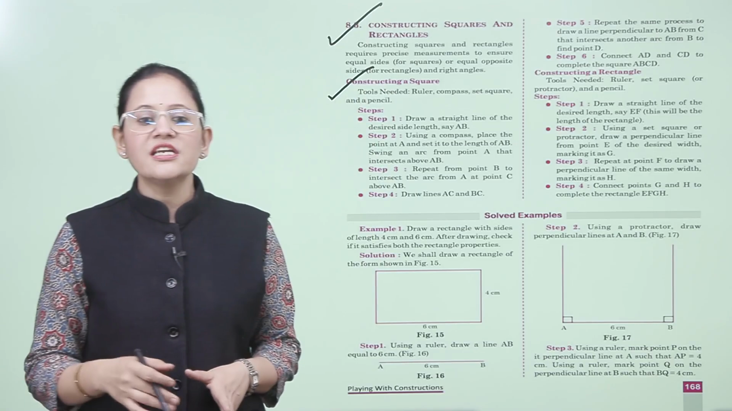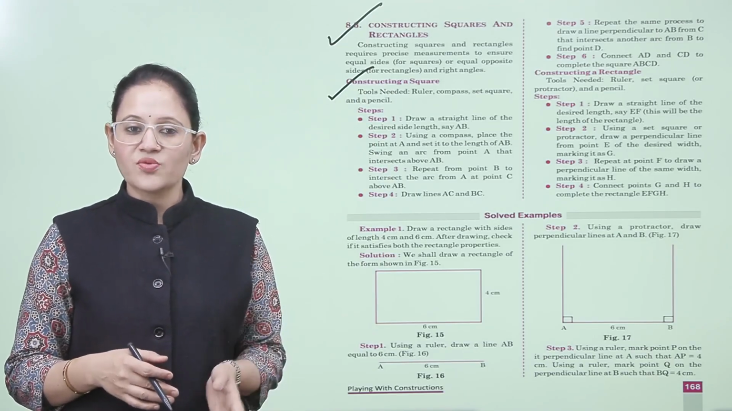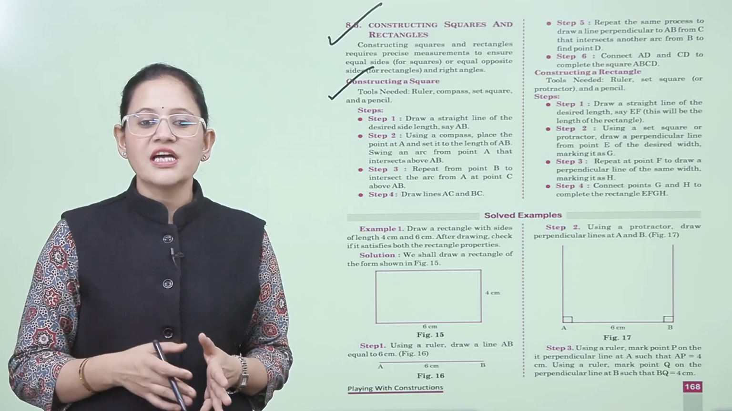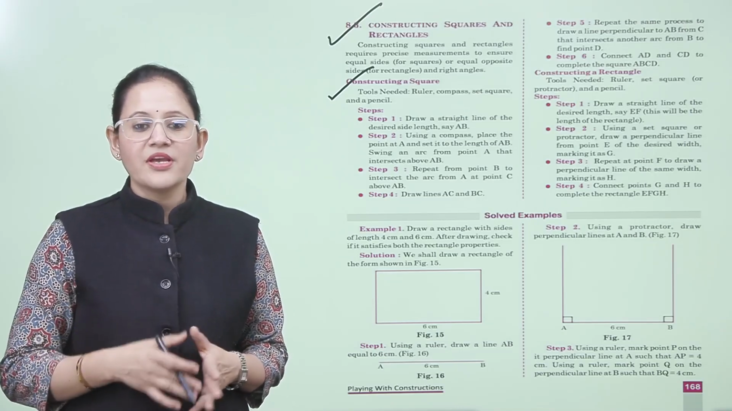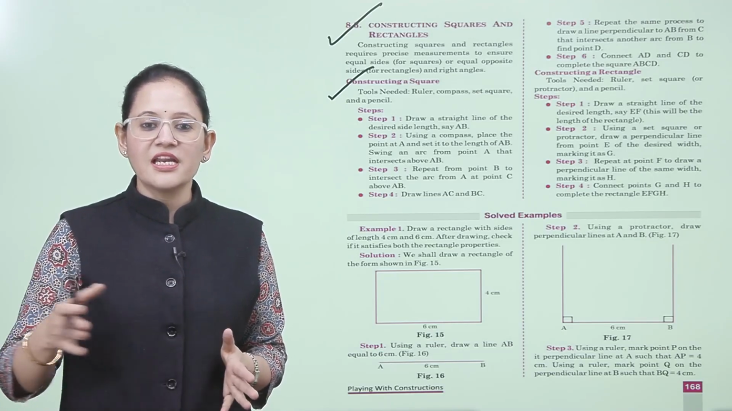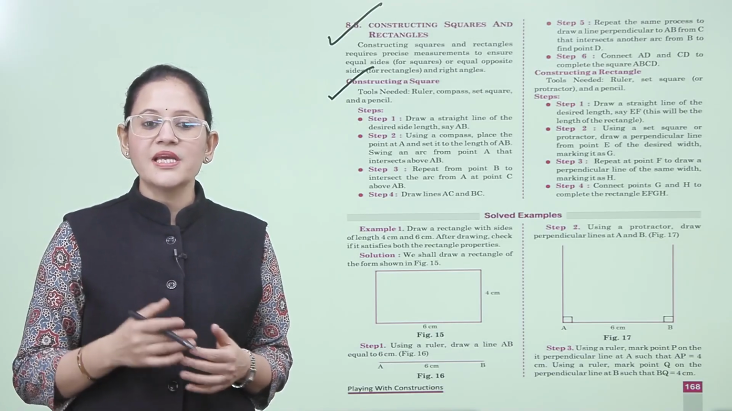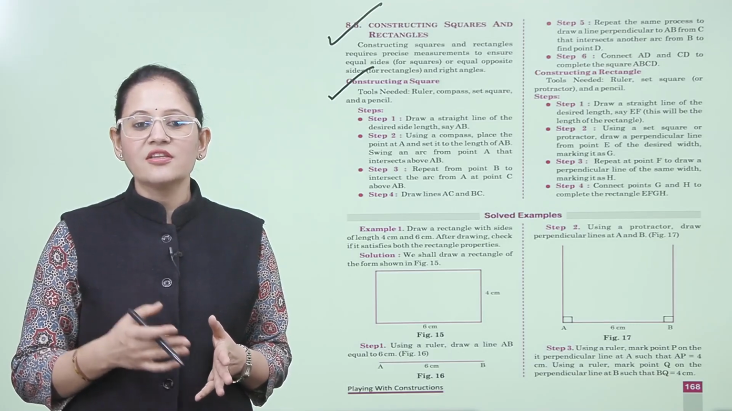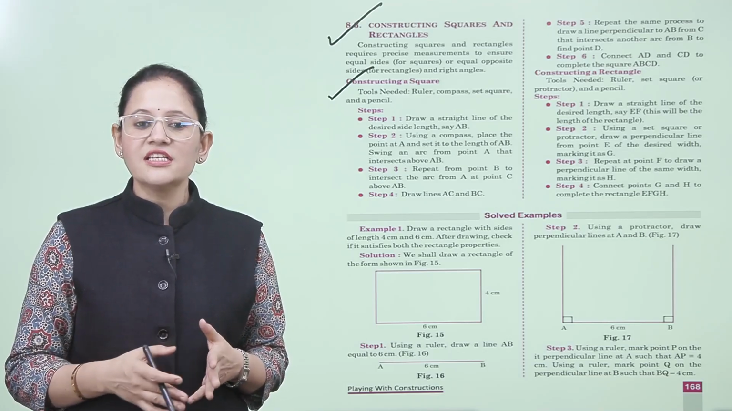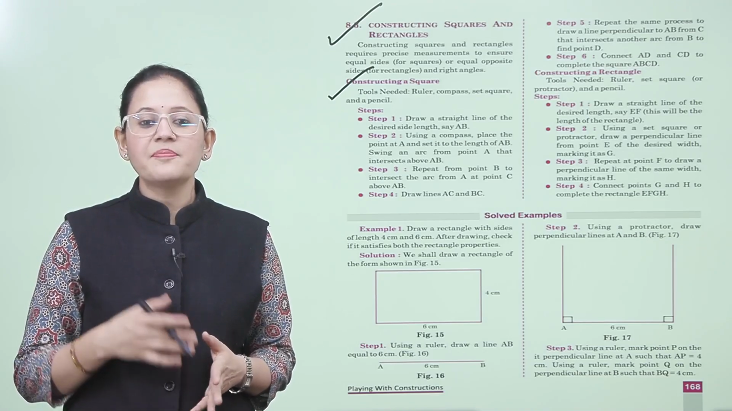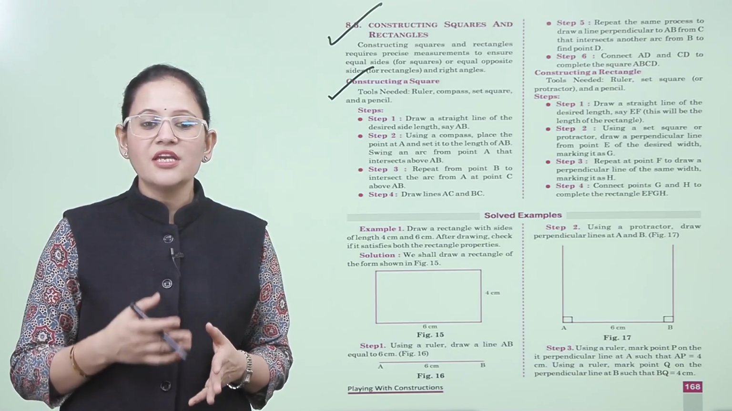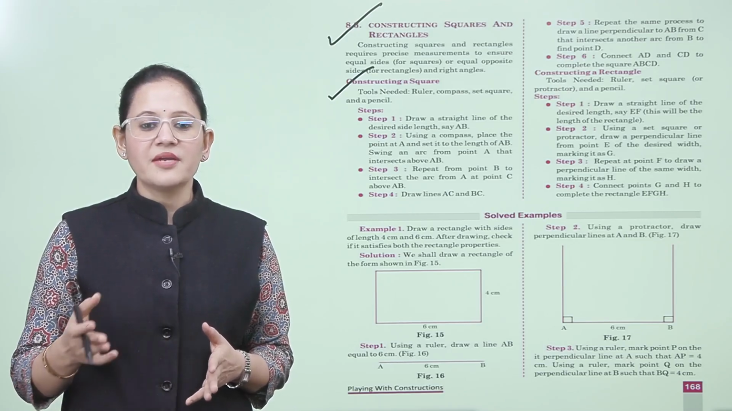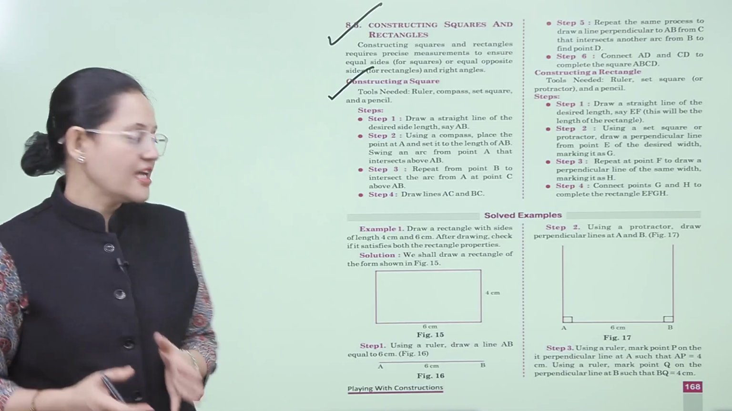The tools needed are a ruler, compass, set square and pencil. Step 1. Draw a straight line of the desired side length, say AB. First we will draw a line of desired length AB. Place the compass at point A, set the length AB, and swing an arc above AB. Repeat from point B to intersect the arc from A at the point C above AB. Now draw the lines AC and BC.